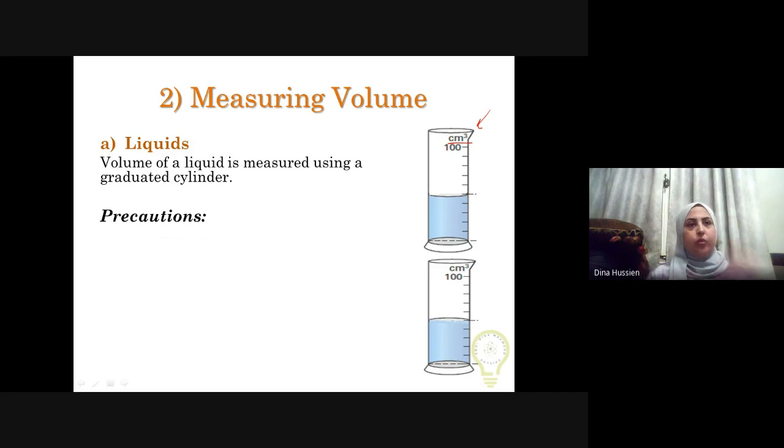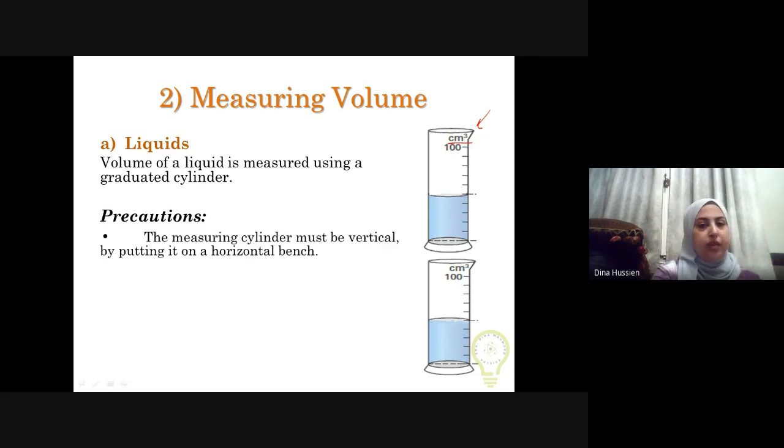But again, as we mentioned, for any measurement we need to take certain precautions. There are some precautions we need to take into consideration. The first thing is the measuring cylinder must be vertical. How can I make sure it's exactly vertical, without any inclination? I make sure I put it on a perfectly horizontal table, so the table or bench it's placed on is horizontal. So this is how I make sure that the cylinder is perfectly vertically aligned.